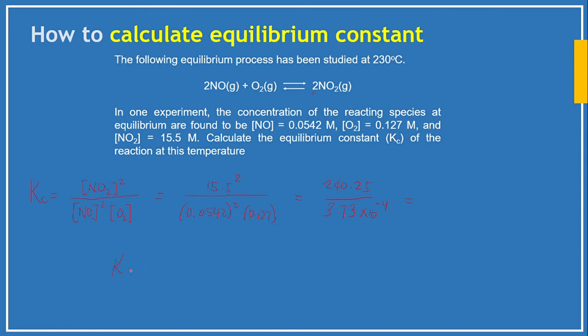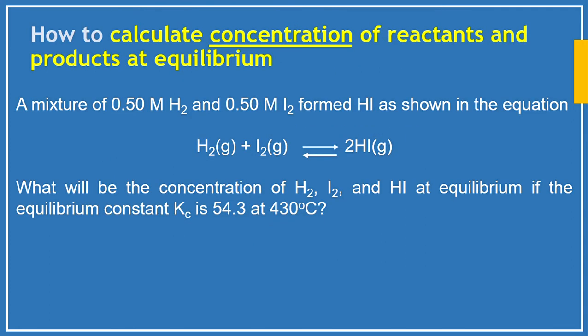Okay, our Kc now is 6.44 times 10 to the 5th power. Okay, hindi siya negative. So that is our Kc in this problem. Ganun lang kasimple. Paplugin mo lang lahat ng data dun sa ating equilibrium constant expression, then you solve for the Kc. Okay, next. How do we calculate for the concentration of reactants and products at equilibrium?